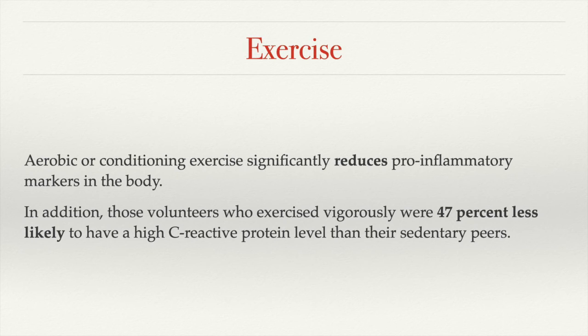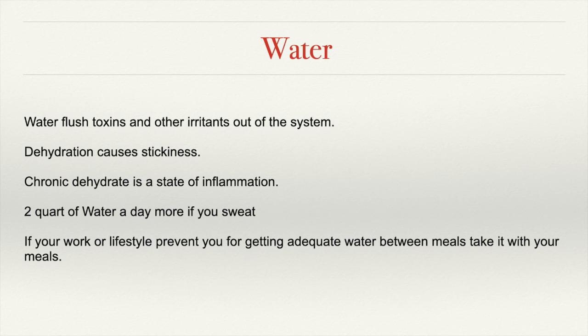In addition, those volunteers who exercise vigorously were 45% less likely to have high C-reactive protein levels than their sedentary peers. Water is important. Water flushes toxins and other irritants out of the system. Dehydration causes sickness. Chronic dehydration causes inflammation. We should get at least 2 quarts of water a day. If you're sweating much more, or if your work or lifestyle prevents you from getting adequate water between meals, take it with your meals. We should avoid toxins, tobacco, alcohol, and drugs.